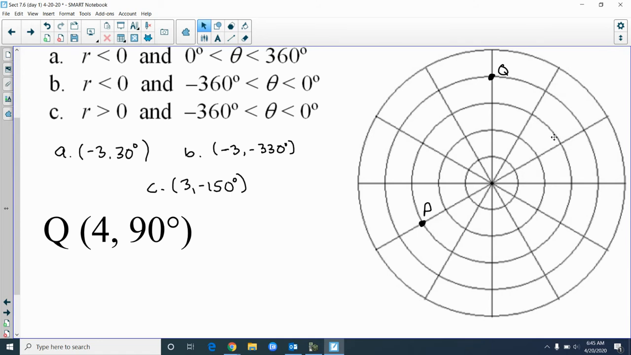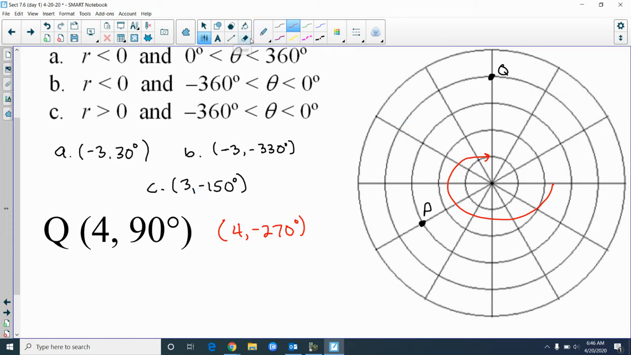Personally, I'm just going to go through what my process is. Usually, at 4, 90, I do the negative angle. So how do I get to that spot going negative? From here, I'm going to go all the way around to here, and that's negative 90, negative 180, negative 270. So that is the same as 4, negative 270. Normally that's the one I'm going to find first.